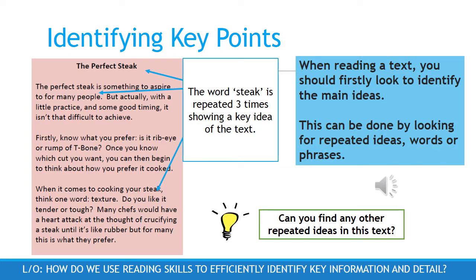Now, one of the reasons we use skimming and scanning is to identify key points. When you're reading a text, you should first look to identify main ideas, and that can be done by looking for repeated ideas, words or phrases. In this case, we can see the word steak is repeated 3 times. It's once in the title, once in the first paragraph, and once in the third paragraph. That suggests it's a key idea of the text. It's not even just in one paragraph, it's across the text we've got here.